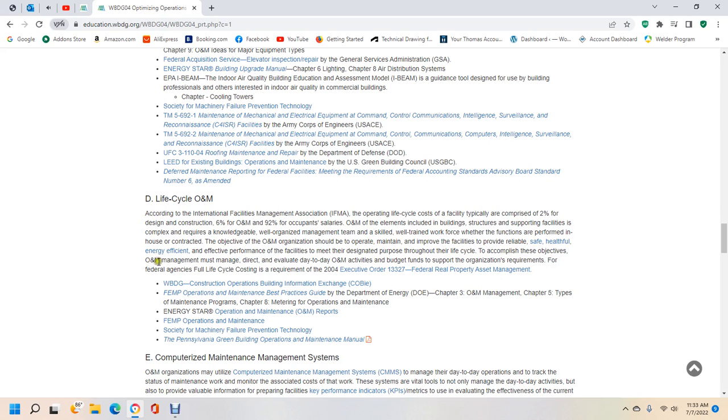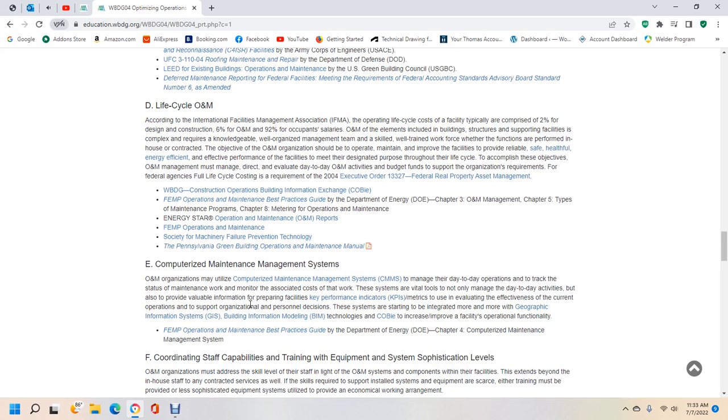To accomplish these objectives, operation management must manage, direct, and evaluate the operation and maintenance activities, budget, funds, and support programs, and meet organizational requirements for the federal agency, including the Federal Life Cycle Cost requirements of 2004, Executive Order 13327, and the Federal Real Property Asset Management. You also have the Whole Building Design Guide, construction, operation, and building information exchange, FEMP Operation and Maintenance Best Practice Guide, Energy Star operation and maintenance reports, the Society for Machinery Failure Prevention Technology, and the Pennsylvania Road and Building Operations and Maintenance Manual.